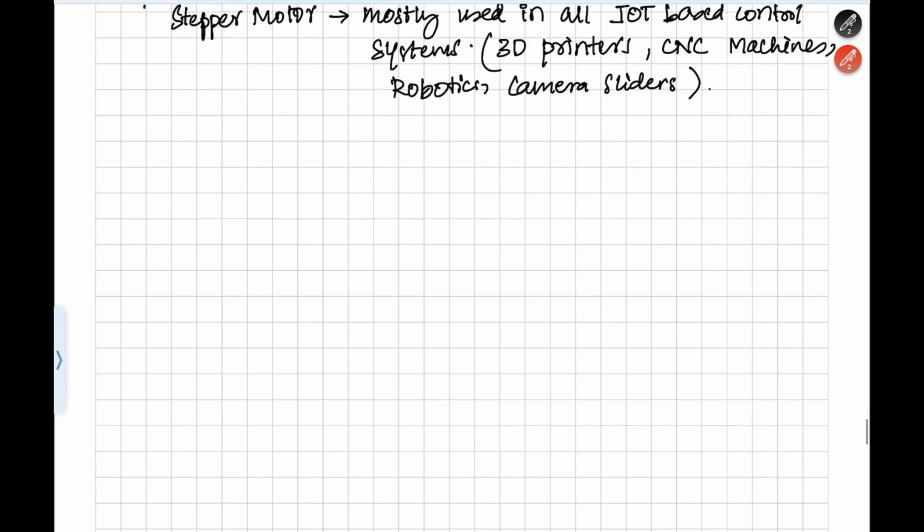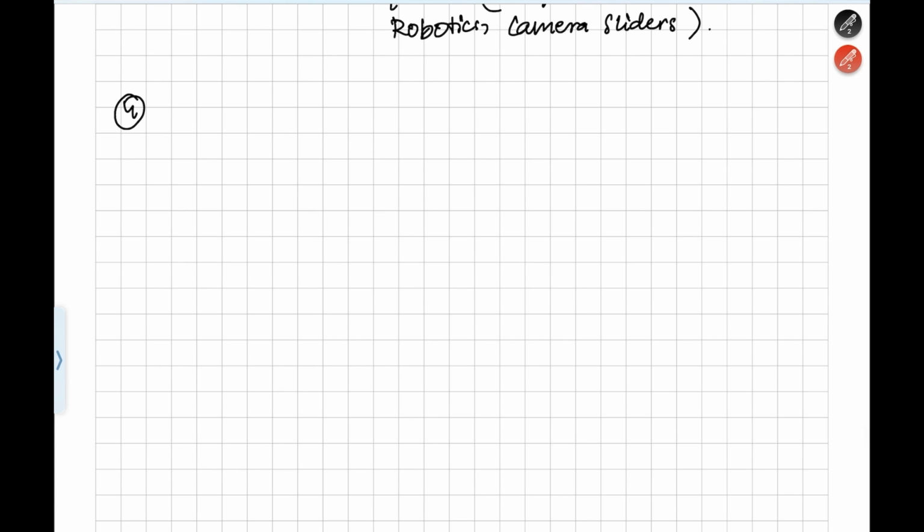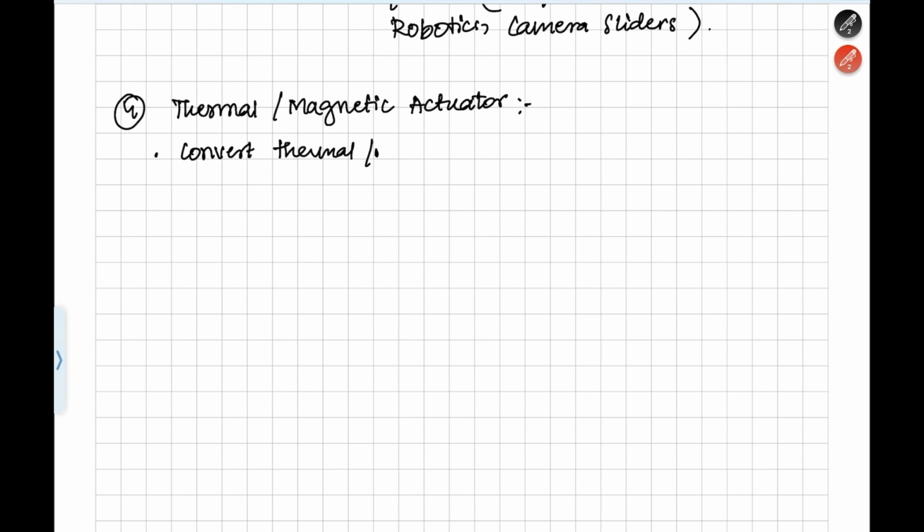Next, the next type of actuator we have is called thermal or magnetic. These actuators convert thermal or magnetic energy into mechanical motion. They have very high power density.